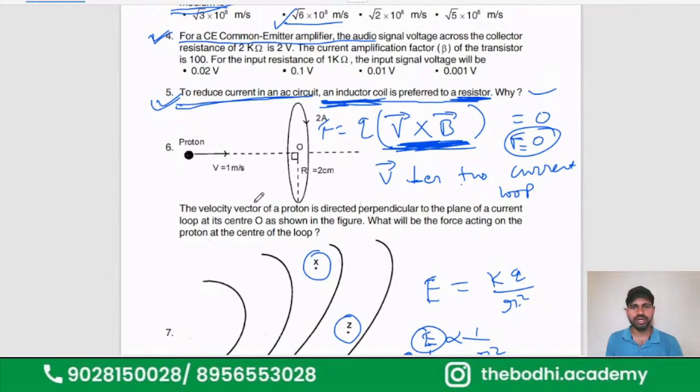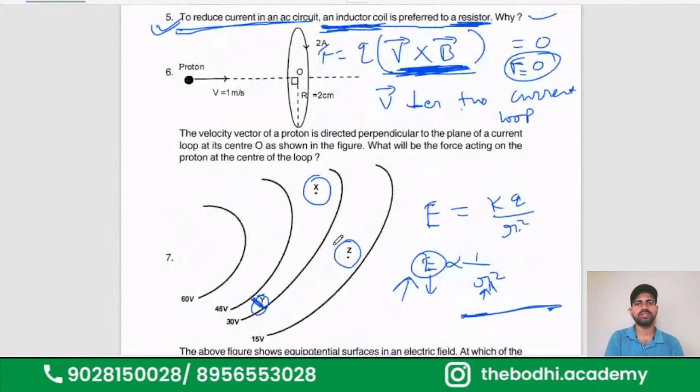Okay. Question number 6. One proton is moving with 1 meter per second. This is the circular current loop. The velocity vector of the proton is directly perpendicular to the plane of the current loop at its center O, as shown in the figure. What will be the force acting on the proton at the center of the loop?